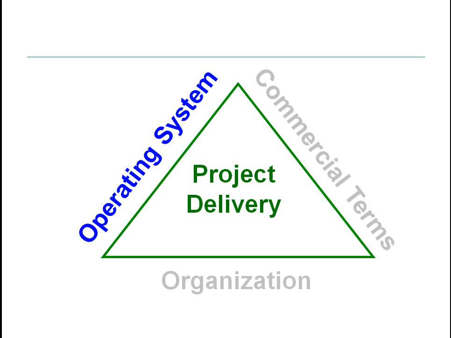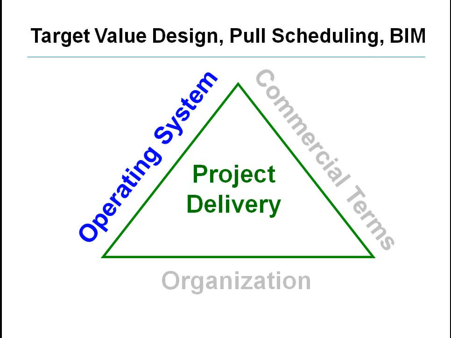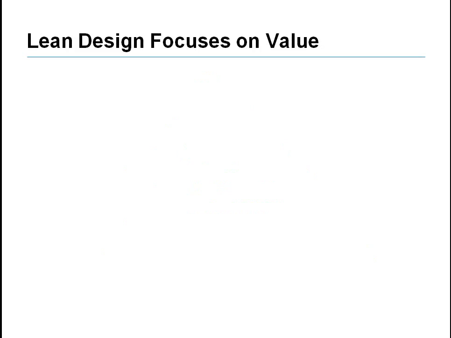The second side of the lean construction triangle is the operating system. We will take a brief look at three of the primary methods that the majority of lean projects use. These are target value design, pull planning and scheduling, and building information modeling, or BIM. Of course, there are many more methods and tools than these. Nevertheless, these are foundational for the other methods to build upon.